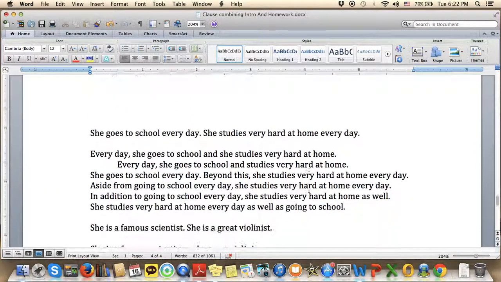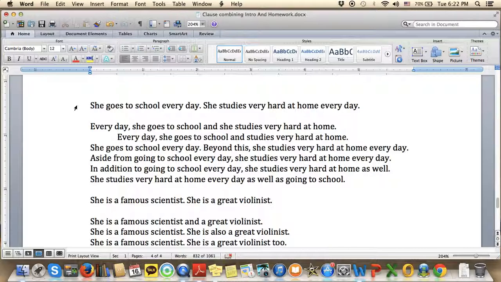Let's take a look at the next one. She goes to school every day. She studies very hard at home every day. Okay, well, very similar. We can say every day she goes to school and she studies very hard at home. Yeah, there we have a conjunction, putting them together.